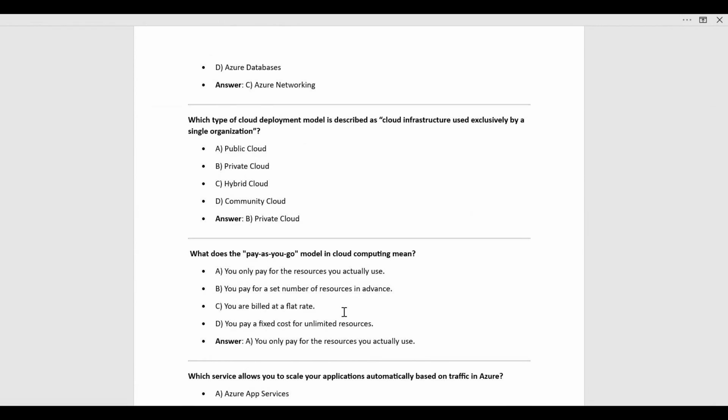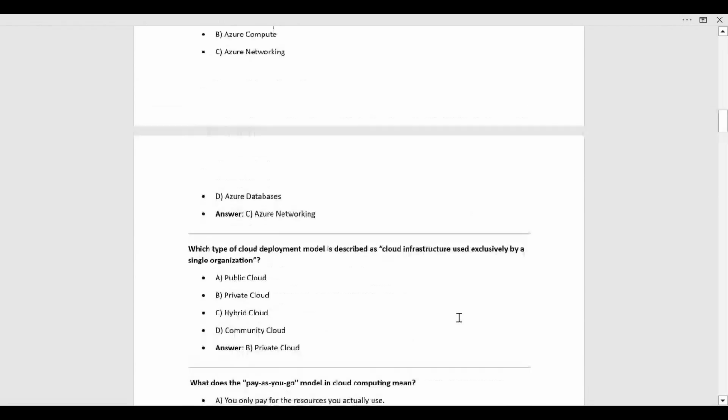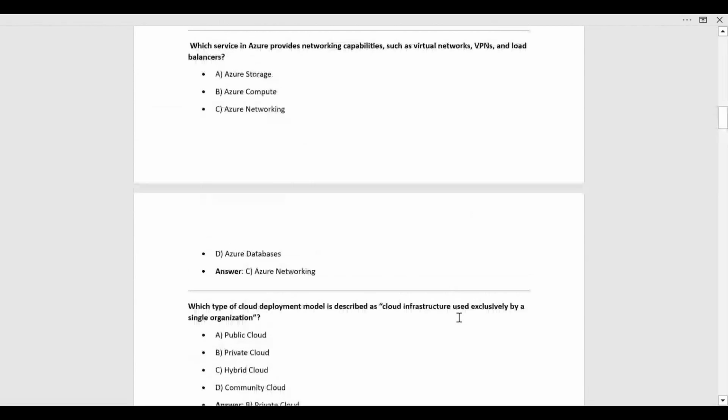So now all four options we have seen. But in Azure, there is no such concept. Pay as you go means whatever you have used, for that you are going to pay. There is no flat rate. This particular term doesn't mean a flat rate. The answer is A. You only pay for the resources you actually use. Okay. So what else we have covered so far?